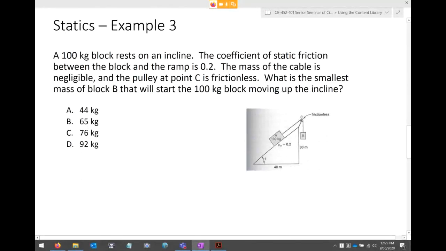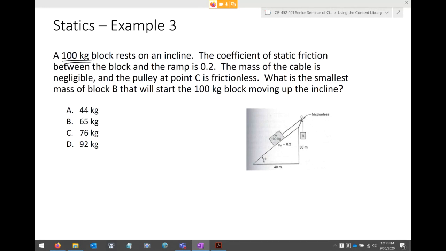This one's always one that takes a little bit of figuring, a little bit of thinking. Okay. Now, let's take a look at this. So I have a coefficient of static friction. So hold on, let's go back to square one. So I have a 100-kilogram block and it's resting on an incline. First off, whenever you see 100 kilograms, recognize that this is statics.